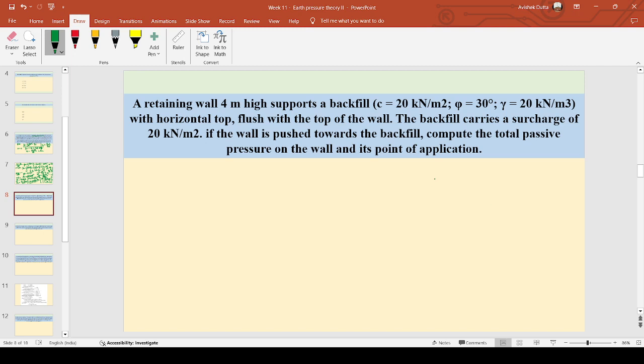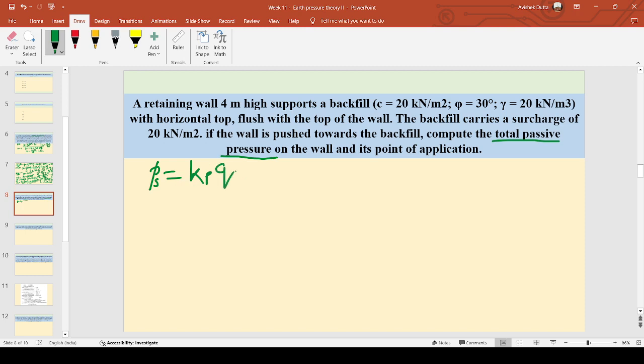So first of all, there is a surcharge. What is the pressure intensity due to surcharge? Suppose I write it as PS, equals Ka into Q, right? For that we need to find the value of Ka. Sir, it is a passive case, sir. Yes, passive case. So I'll write over here, compute the total passive pressure. This is the advantage of solving the question in the class itself. You can point out the discrepancies, if any, to the teacher.